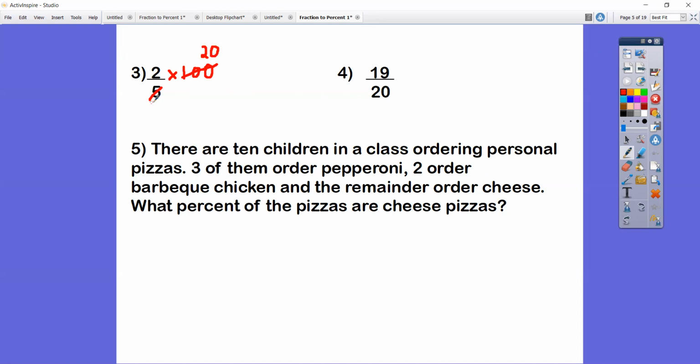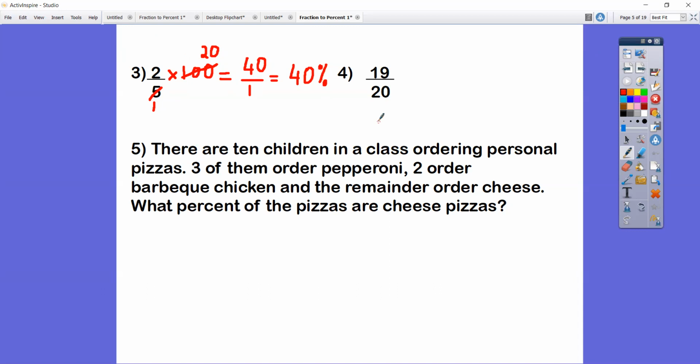All right. So that's step 1 and step 2. Step 3, our last step, 2 times 20. That's going to be 40. Our denominator is 1. Our final answer is 40%. Now you can go ahead and pause the video and get a jump start on number 4.